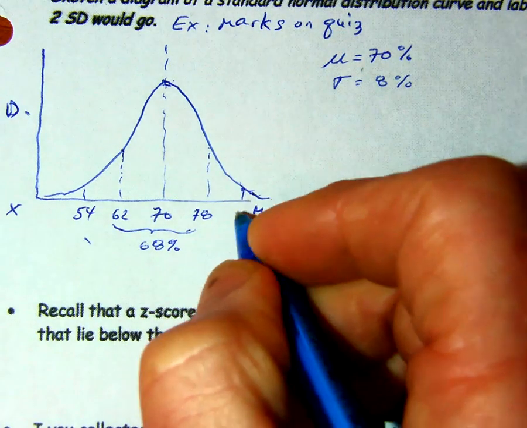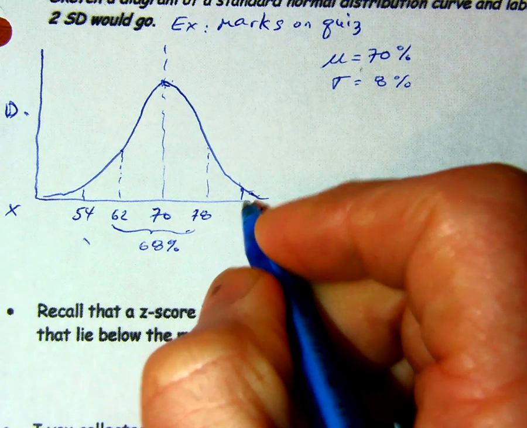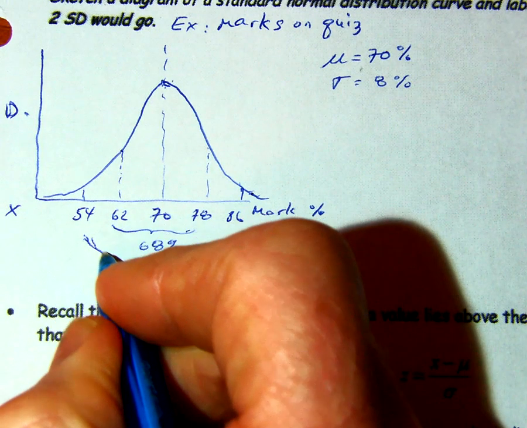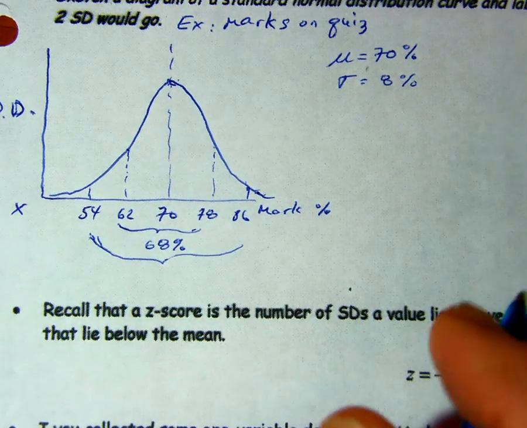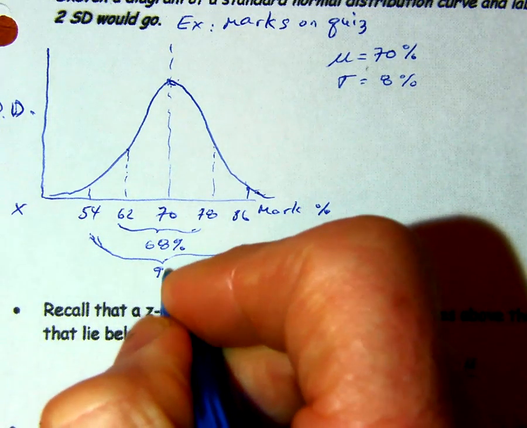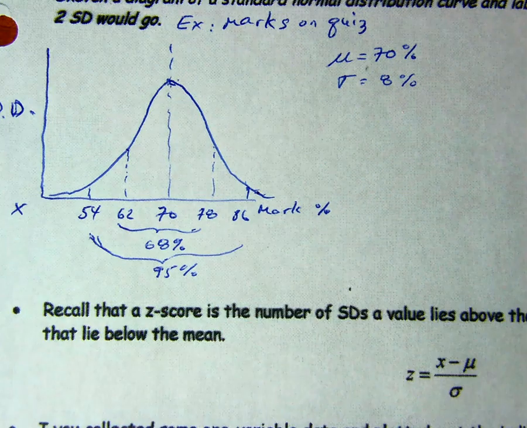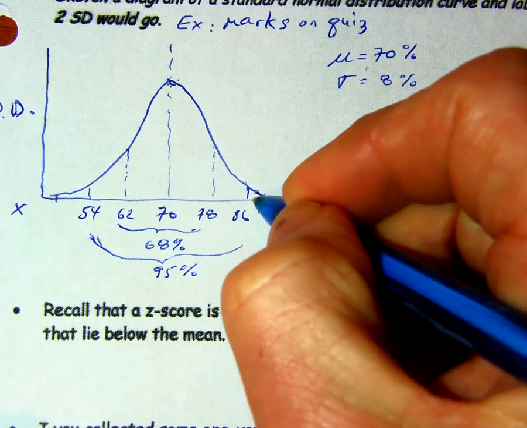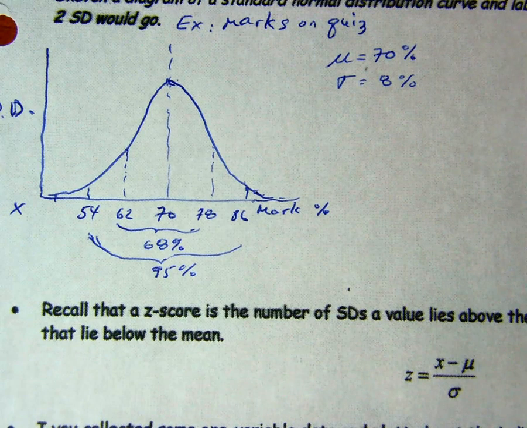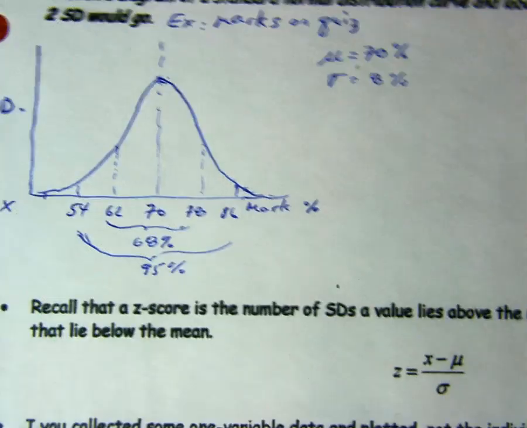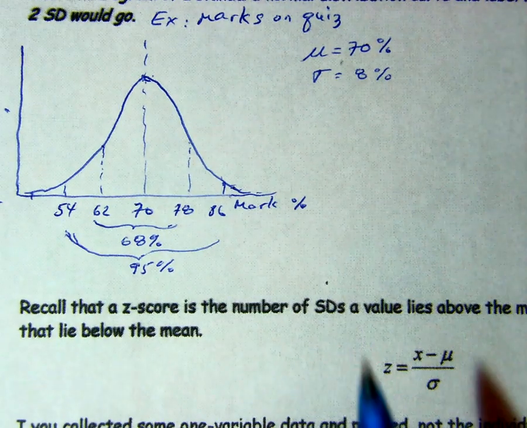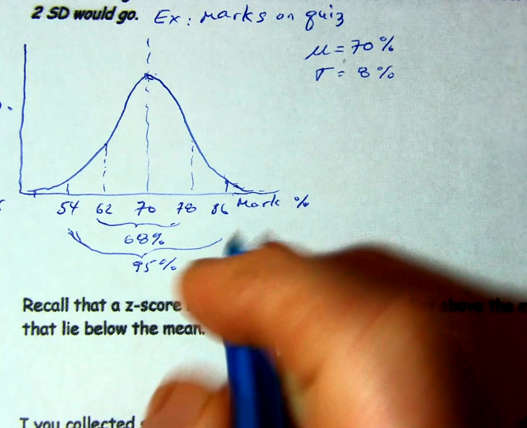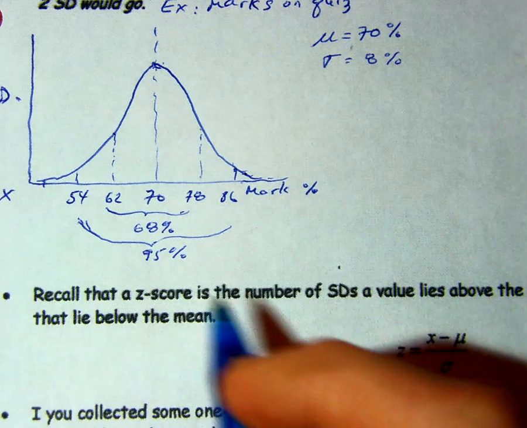And then this one here would be 86, I guess. 86. And that would be 95% of data. And then one more, I guess. One more standard deviation. Oh, it's hard to show this one. Or why don't we just leave it at that? All right. So 68% within plus or minus one standard deviation. 95% plus or minus two standard deviations.